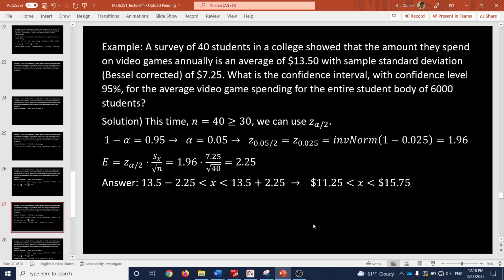But that's not a good number. If you want to publish in a newspaper, you want to say something like, the average student spends about $13, right? But your confidence interval is too wide. This is too large. So in that case, a second thing is of interest, and this is actually pretty important.